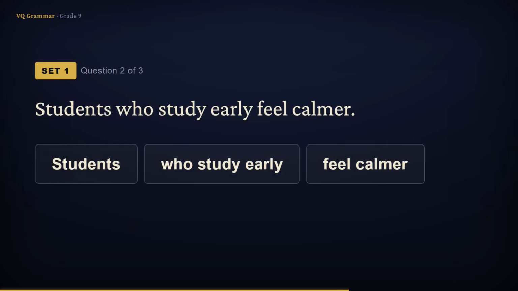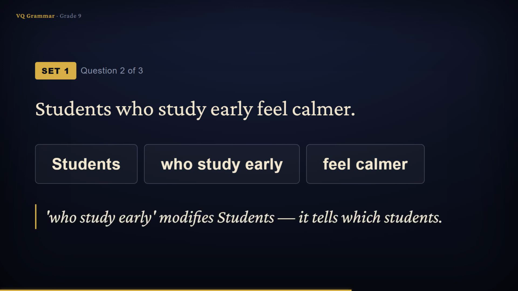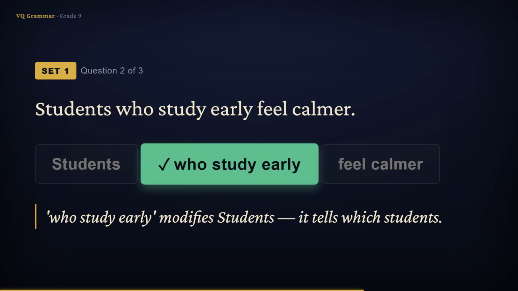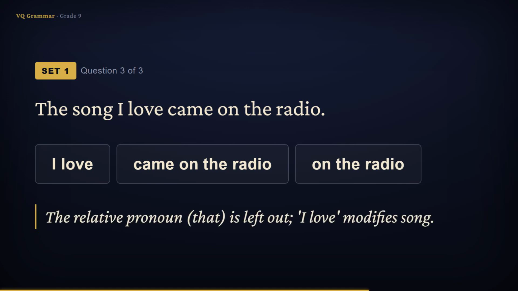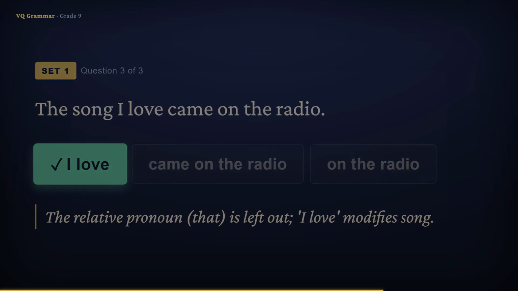Students who study early feel calmer. Look for the clause that describes the noun. The words who study early tell us which students, modifying the noun students. So the adjective clause is who study early. The song I love came on the radio. This one is tricky because the relative pronoun is missing, but the words I love still form an adjective clause modifying song. You could say the song that I love. So the adjective clause is I love.